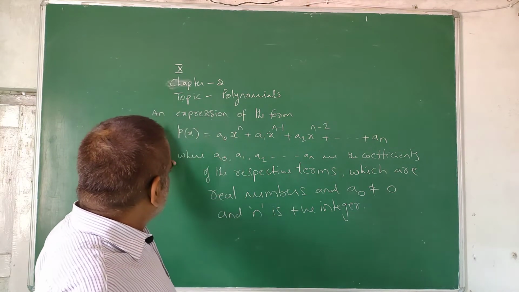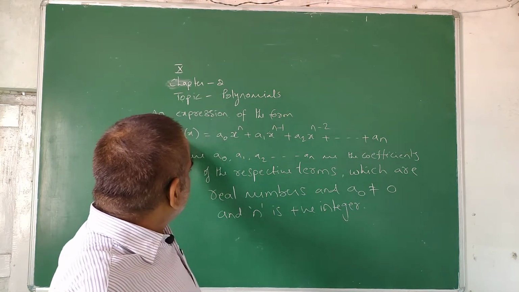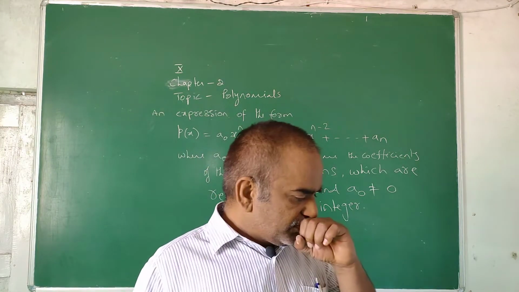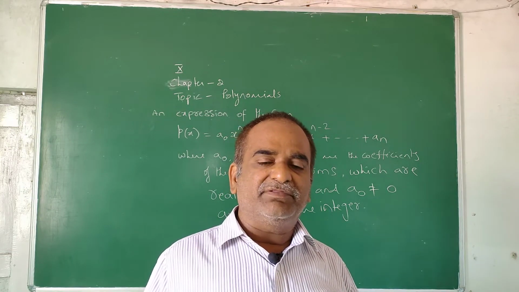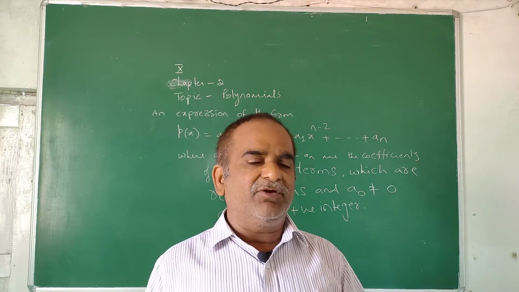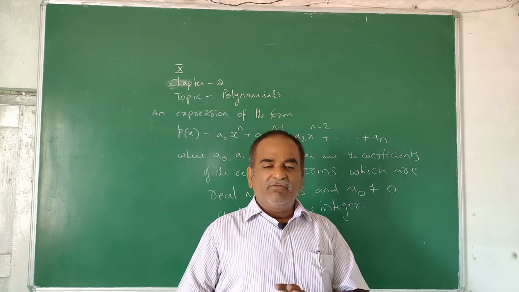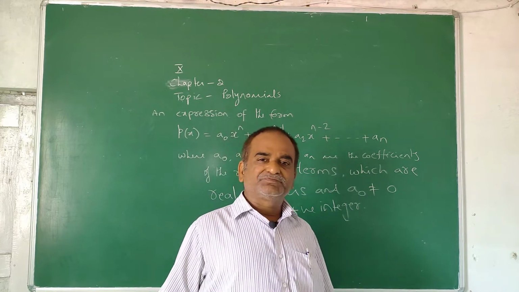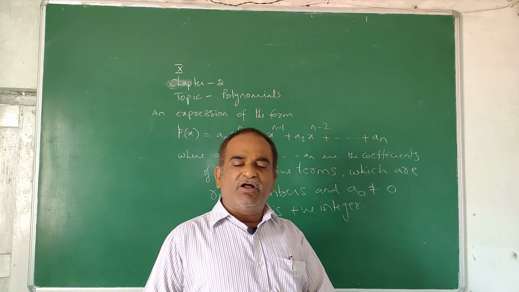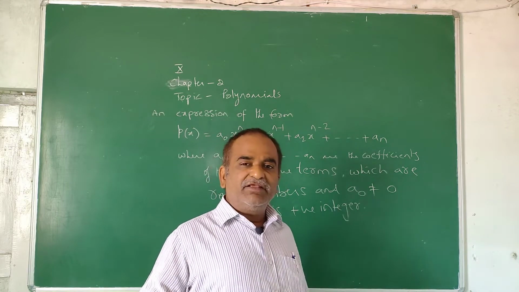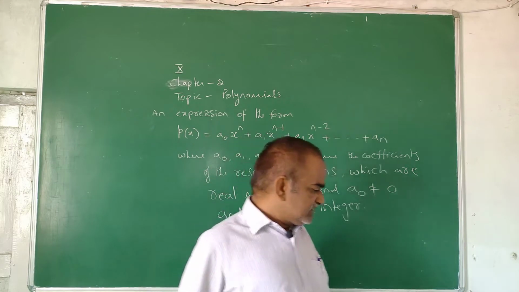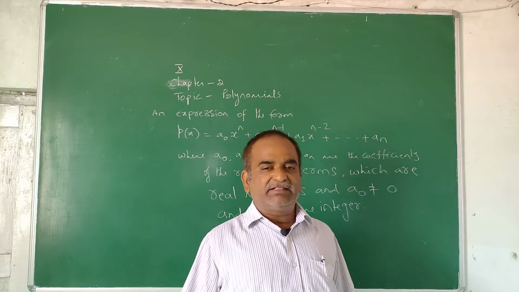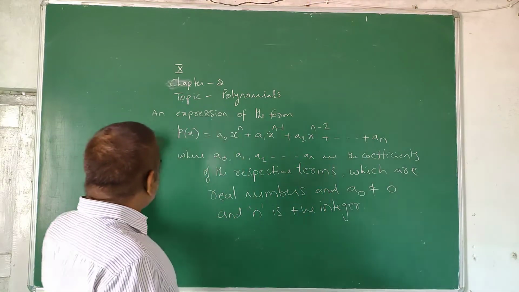So, this is a polynomial in terms of the variable x. Sometimes you will see polynomial in terms of variable y, in variable z. Variable may be different, but the definition is same. Suppose you are talking about a polynomial in variable y, then you have to write P of y, like that. So, usually polynomial in x is denoted by P of x. Please do remember this.